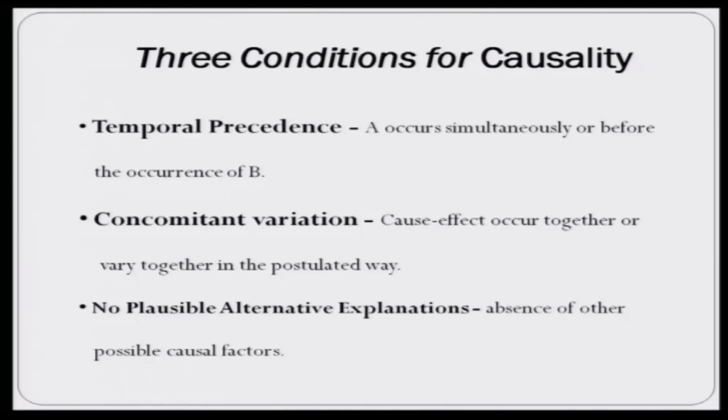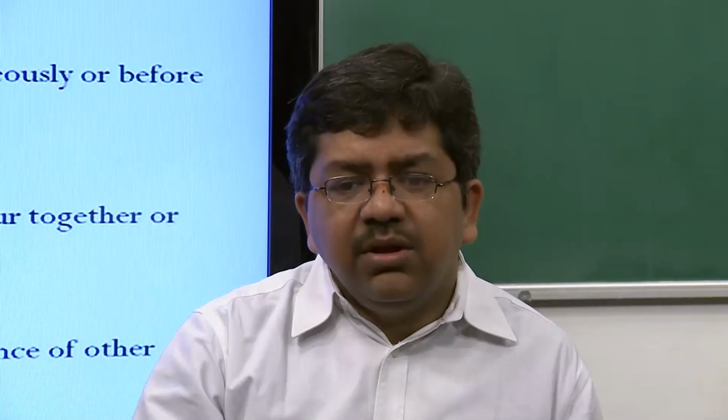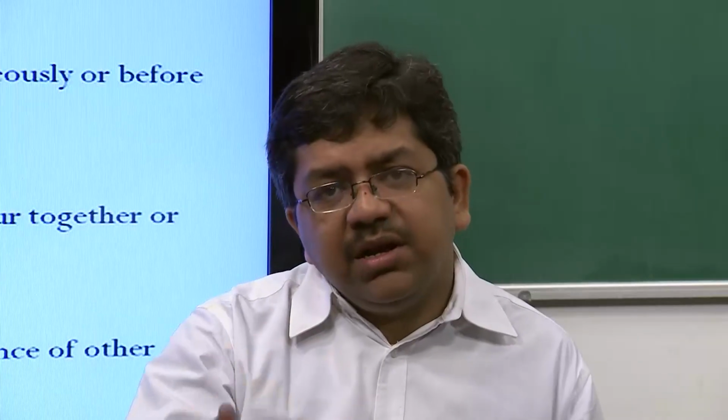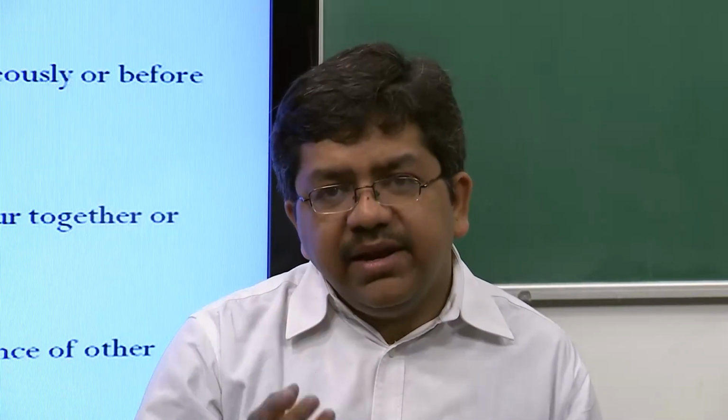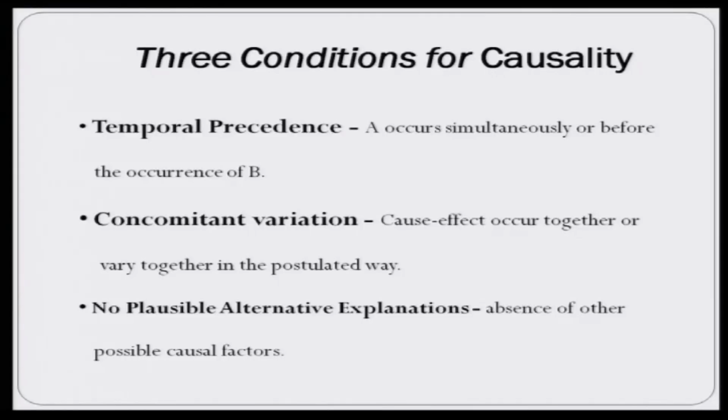The second condition for causality is concomitant variation, that is, the cause and effect vary in a similar fashion as you have hypothesized. And the third thing is that when you are looking at this relationship between A and B, you have to eliminate or control all other plausible alternative explanations, or all other possible causes of B, and only then can you infer that A leads to B. So, there are three conditions for causality: temporal precedence, concomitant variation and no plausible alternative explanation.